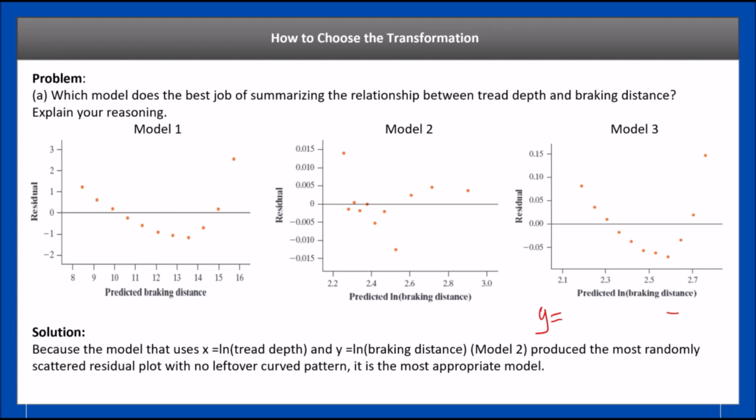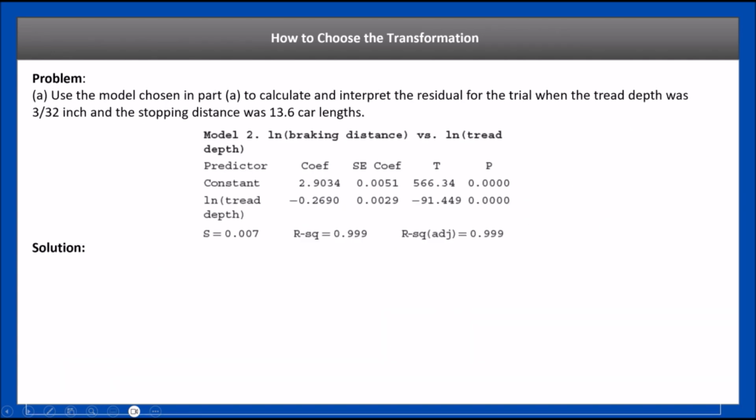Sorry, I should have written it as a plus b log of x, right? Because it's a plus bx. But you get the idea. It's a plus b log of x, and you're treating it as a log. But in any case, it doesn't really matter because if you look at model 3, it's definitely not a logarithmic or exponential or anything like that. It has to be a power model. So that seems to be the most appropriate model. All right, so then use the model chosen in part A to calculate the, this should say part B, by the way, not part A.